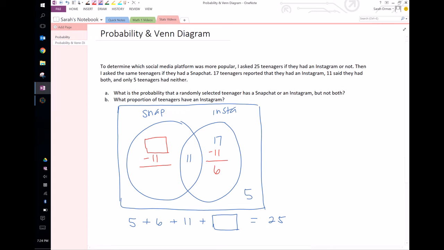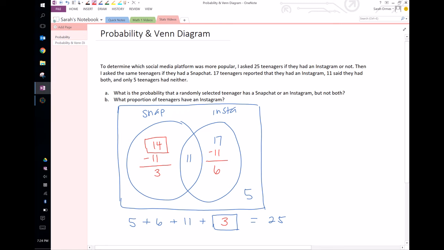Okay, so let's go back. We got 11 plus 11 more is 22. So inside that red box has to be 3. So those are the 3 people that have a Snapchat but nothing else. That's them. Which means this must be 14.